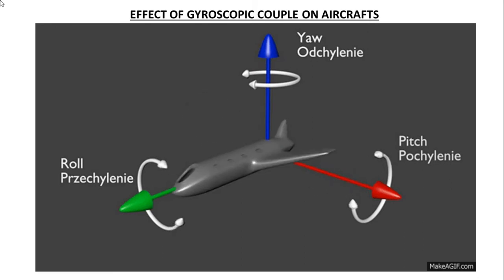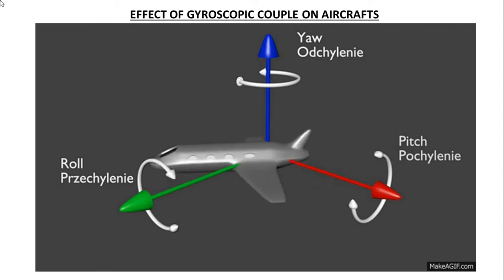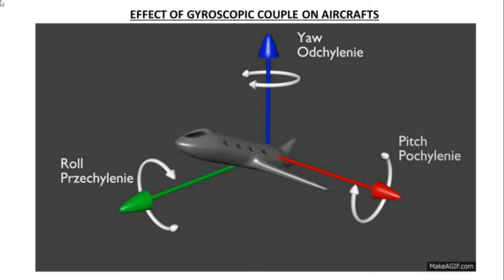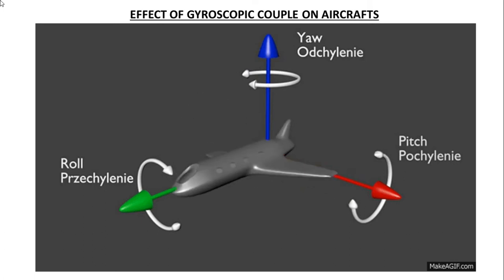As I already told you, when you already have one rotation and you apply the second rotation, you will get the third rotation as a resultant reactive couple. That is the gyroscopic couple.